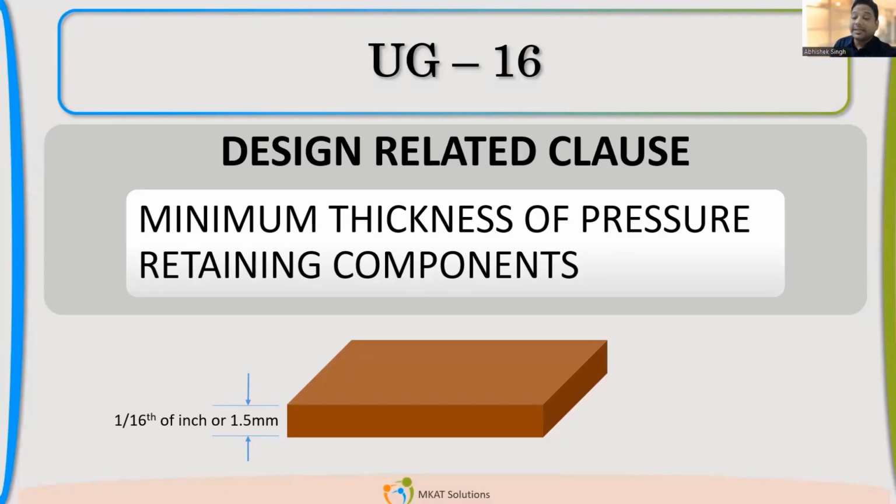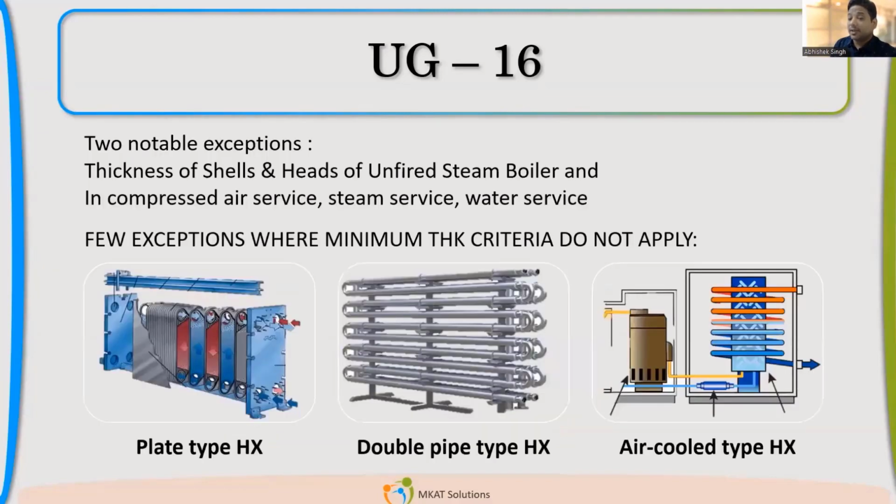So if 3 mm corrosion allowance is also applicable, then your minimum thickness requirement will become what? Just write in the chat box. If 3 mm is the corrosion allowance, what will be your minimum thickness requirement? 4.5, right? Great. So I think it's pretty clear to you guys. Now let us see what the exceptions are.